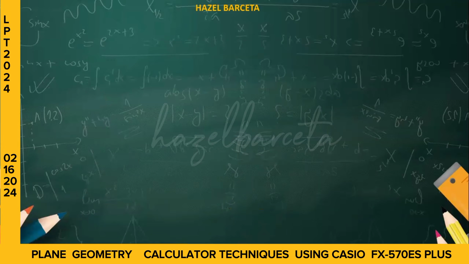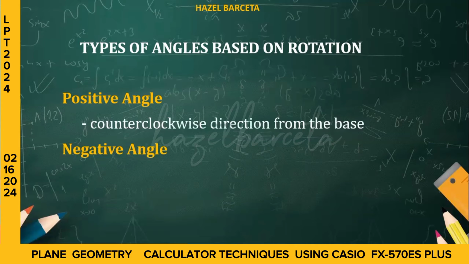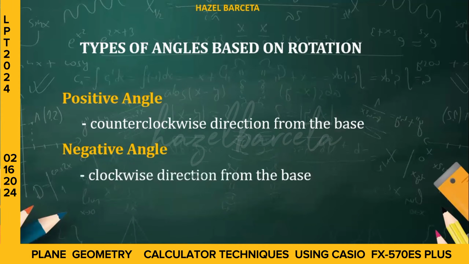How about based on rotation? We have the positive angle and the negative angle. Kapag positive angle po, counterclockwise direction, magmula po sa ating initial side which is at 0 degrees. And negative naman kapag clockwise. Counterclockwise positive, clockwise negative. Okay?